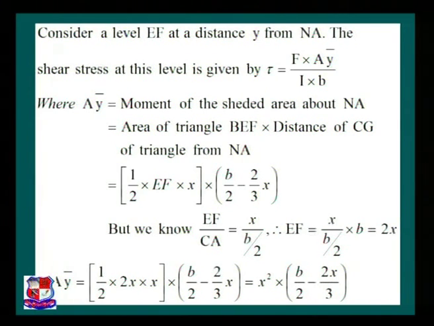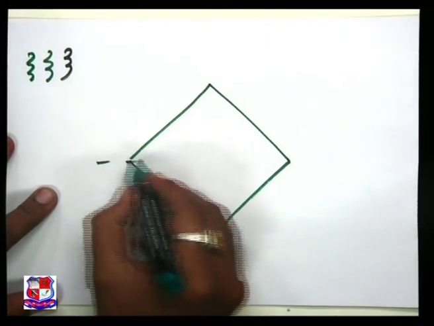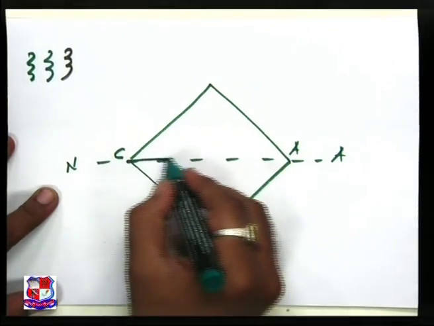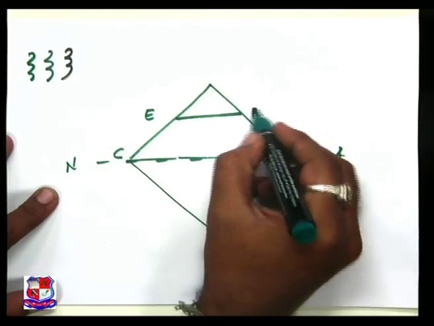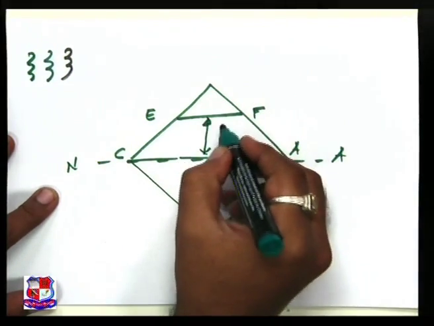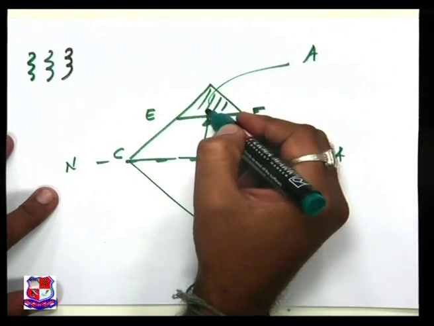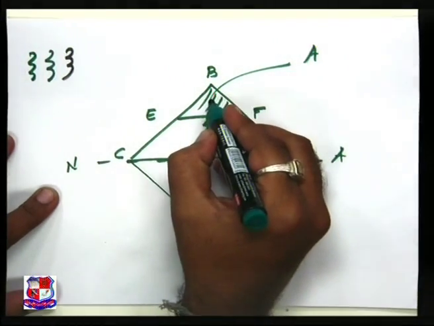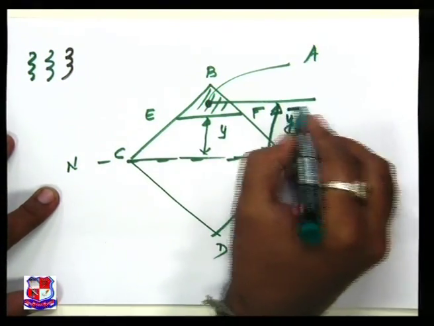So here the section which is given to us is like this. This is my neutral axis, and this is one of the diagonals, called AC. Let us consider this layer EF. This distance is known to me, that is y. I have to take the area of this, so the area is the area of the triangle. This is B, this is D. Now y bar is nothing but, this is the CG, so this will be y bar.